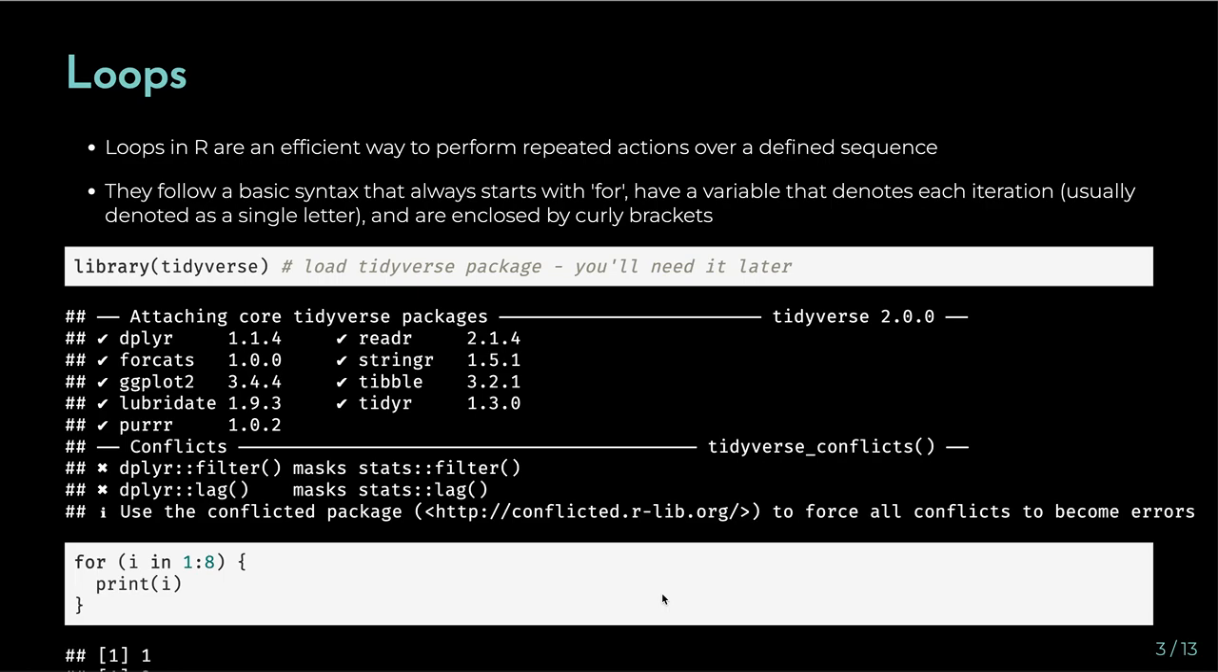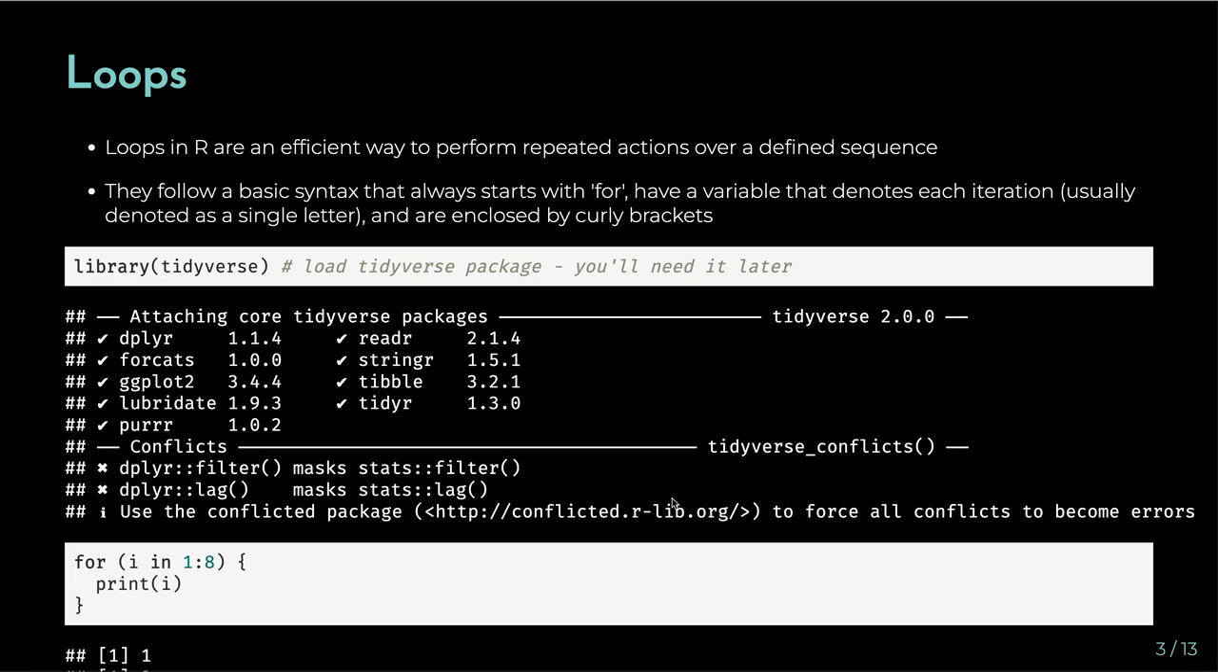So in other words, you're telling R to reiterate a certain action over the length of a vector or a certain number of rows or elements of a list or whatever. And these for loops always follow a fairly basic syntax that starts with for, hence the name for loops. Then you have a variable that usually denotes the iteration. This is usually a single letter, I, J, V, and that is then enclosed by curly brackets.